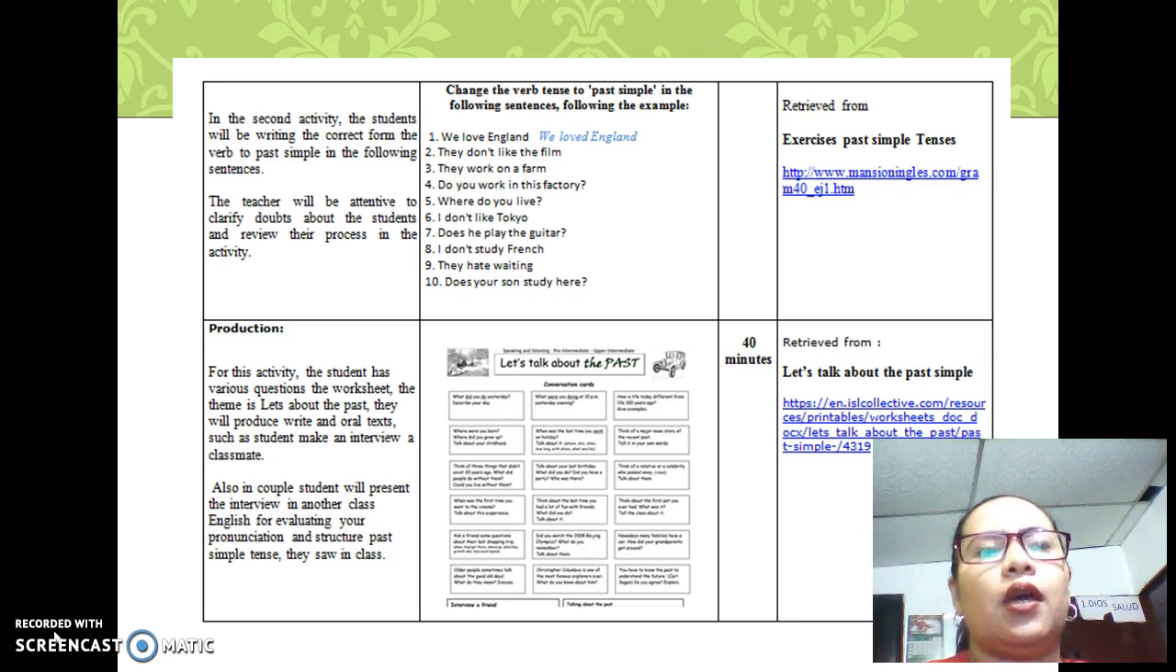In pairs, the student will present and interview another classmate in English to evaluate pronunciation and structure of the past simple. This is all done in the class. The timing for this worksheet is 40 minutes.